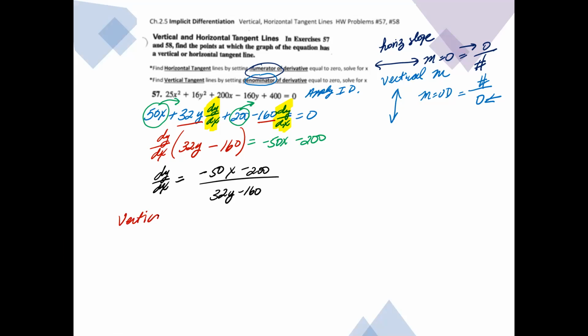So to find the vertical tangent line, I am going to take the denominator, which is this part right here, and set it equal to 0, and then solve for y. So I have 32y minus 160 is equal to 0. And so then I'm going to add the 160. So 32y equals 160, divided by 32. 160 divided by 32 is going to give you a 5.